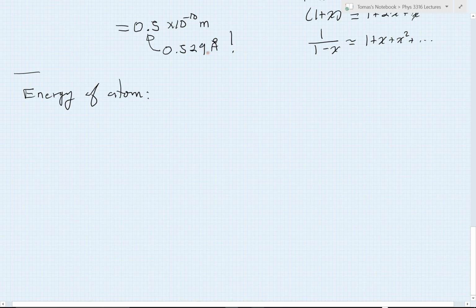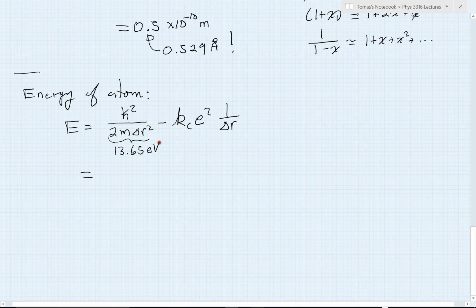So you recall the energy is our confinement energy, which we said was h bar squared over 2m delta r squared, minus our Coulomb energy, Coulomb's constant e squared times 1 over delta r. Now, a little bit of math organization always helps. This first term we already evaluated previously when we talked about the electron localized to a box the size of the hydrogen atom. So we know numerically this has a value of 13.65 electron volts. We've already evaluated that.